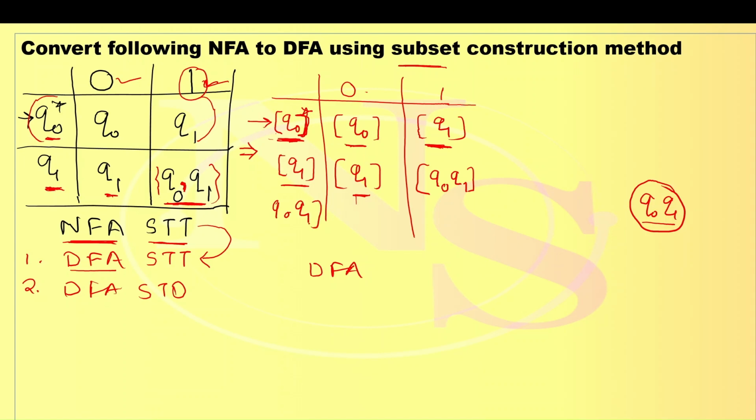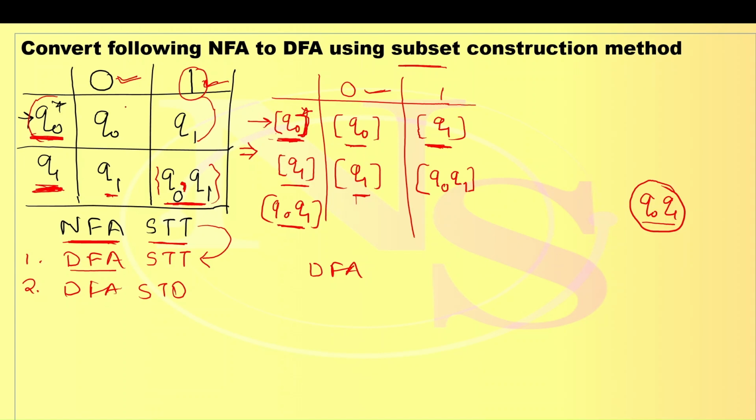Here we need to find the transition for Q0, Q1. Two states? No, this is only one state. Q0, Q1 is only one state. So Q0, Q1 on 0, where is it going? Refer to the NFA table. Even though it's one state here, Q0, Q1, in the NFA diagram these are two states, Q0 and Q1. So how to refer? We want Q0, Q1 on 0. Where is it going?